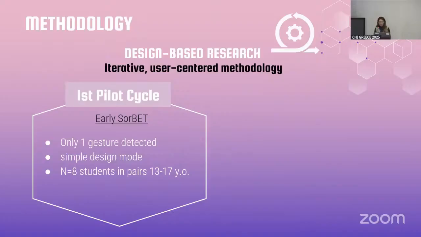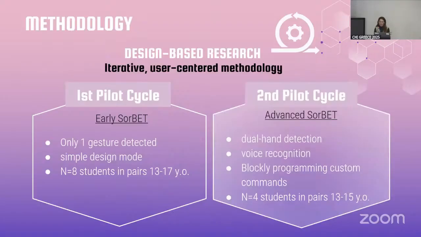So the students worked in pairs. It was a really small sample. And in the second cycle, based on students' feedback from the first one and mainly student interviews, there was a strong need for dual hand interaction at the same time, to be more engaged and collaborating, and also additional affordances in the game design. So we added these options in the design mode.